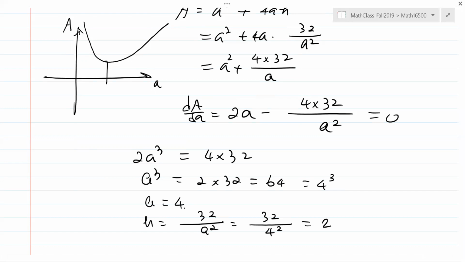So the box must be in the following form. The base edge length is 4. The height is just 2. So if you want to make a box for your company, just say without top, just a box with a bottom, and the wood and a square base. Assume the square, that's the important condition. Then you always should make it in the following form. The height is half of the edge length. That minimizes the cost.